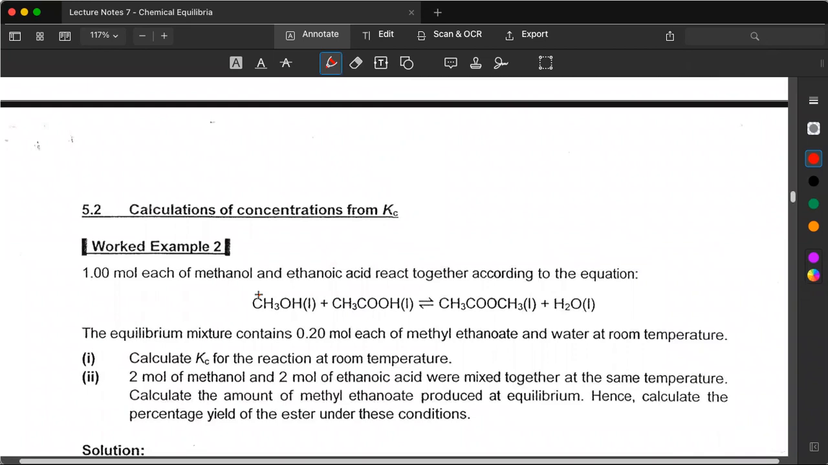Esterification. So the equilibrium mixture will have 0.2 mole each of methyl ethanoate and water at room temperature. Calculate Kc. 2 moles of methanol and 2 moles of ethanoic acid were mixed together at the same temperature. Calculate the amount of methyl ethanoate produced at equilibrium and calculate the percentage yield of the ester under these conditions.